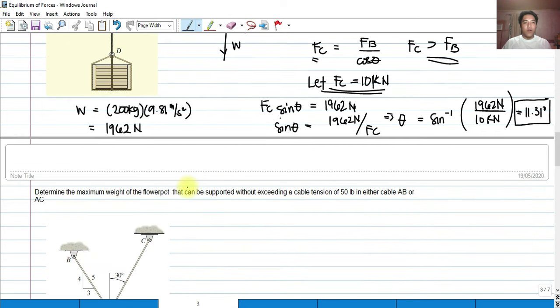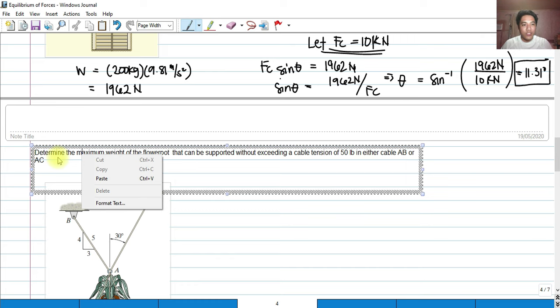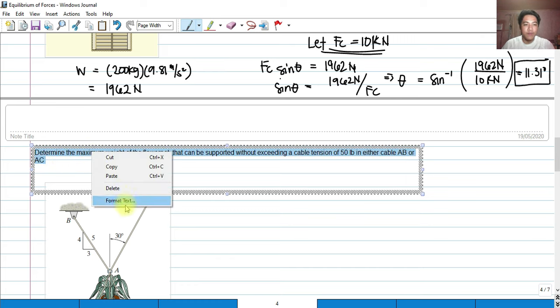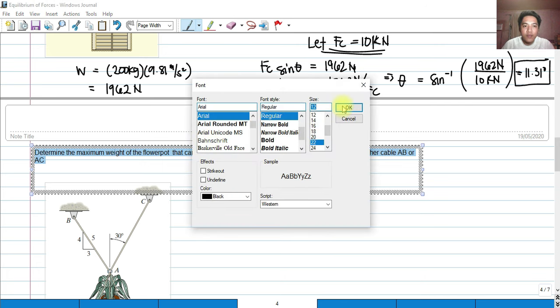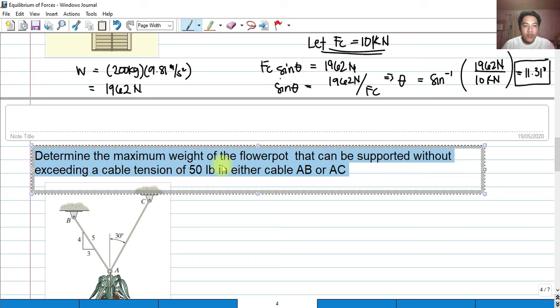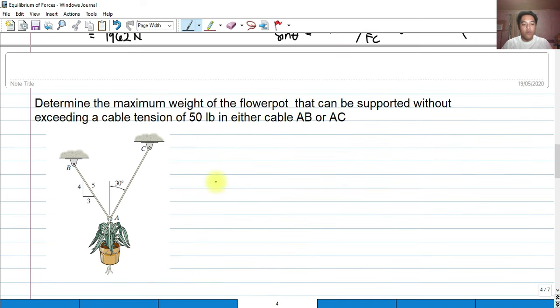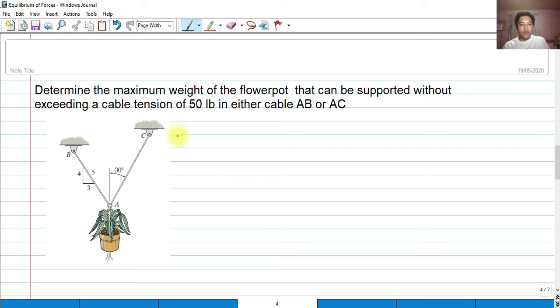And let's go now to our last example. Let me just bring this bigger so that you can see. Okay. So determine the maximum weight of the flower pot that can be supported without exceeding a cable tension of 50 pounds in either cable AB or AC. Again, the very first thing we're going to do here is to create a free body diagram.